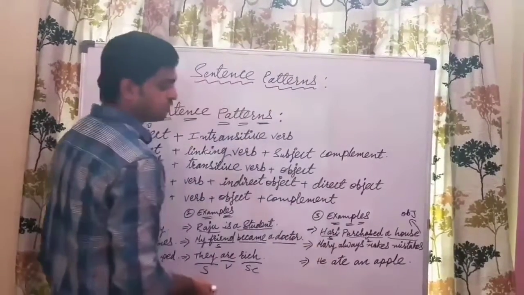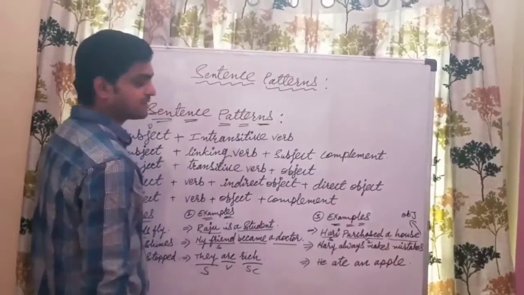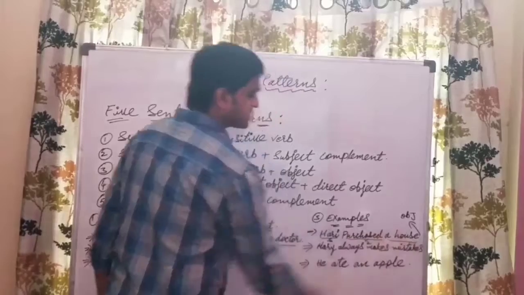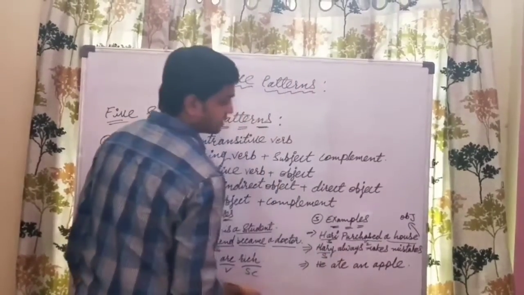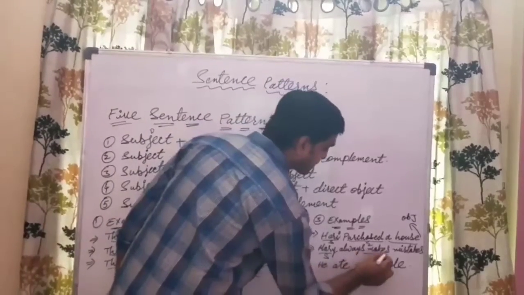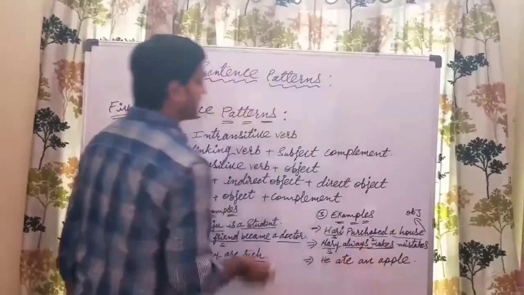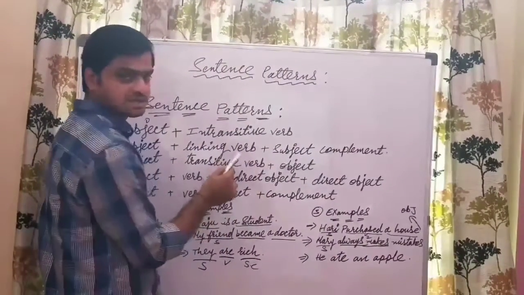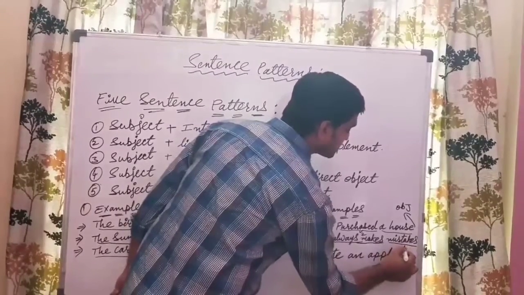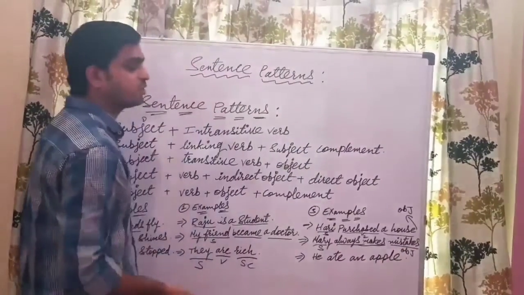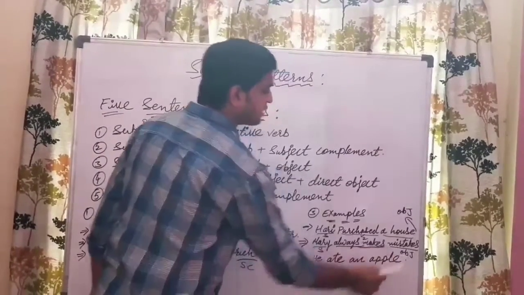Next one, if you go through: Mary always makes mistakes. Mary is the subject. What this Mary is doing: always makes mistakes. So here always makes is the transitive verb. And mistakes is the object, which is regularly done by Mary, doing the mistakes. So this is about subject plus transitive verb plus object.